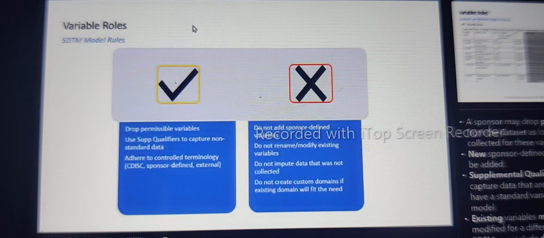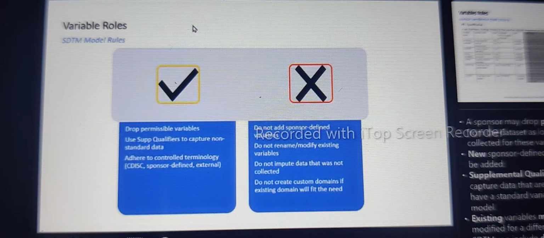Along with that, we'll have some sponsor specified things. Some of the clinical trials and pharma companies will follow their own standards. That deviates from the CDISC standards, but it is still allowed by the FDA. So they have that much leverage for particular trials and pharma companies.